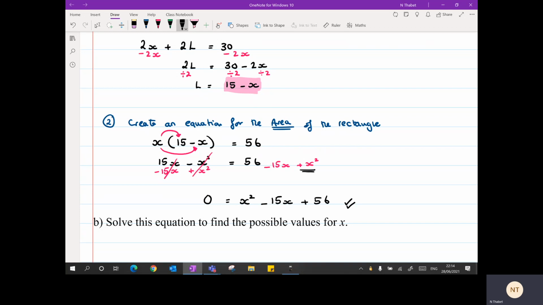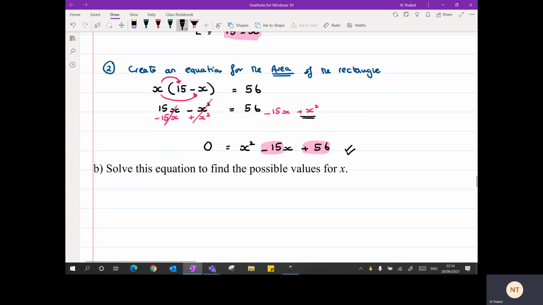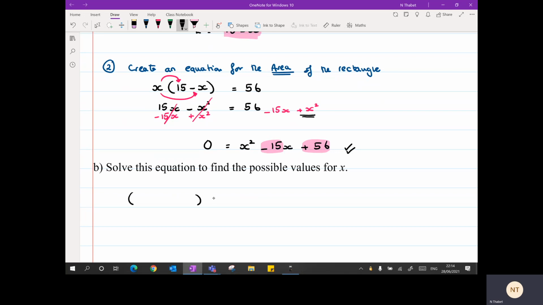And again, I would always look and think, can this be factorized? What about the factors of 56? This is a plus 56, and this is a minus x term. So this is coming from a double bracket where both of them are minuses, because a negative times a negative is going to give us the positive 56.